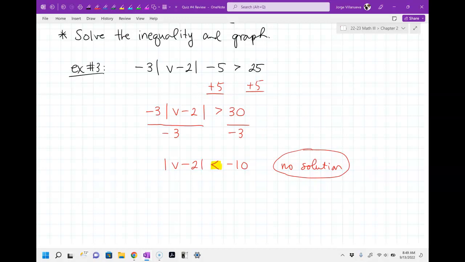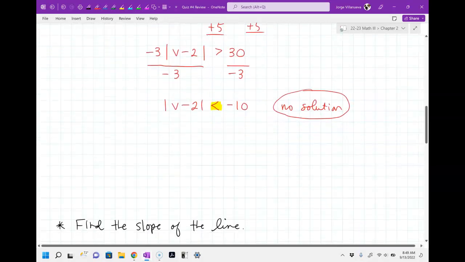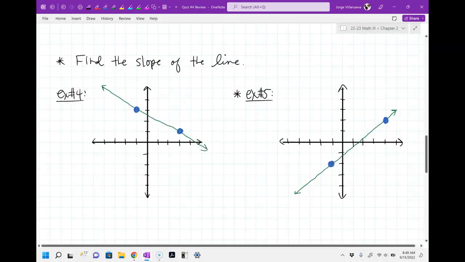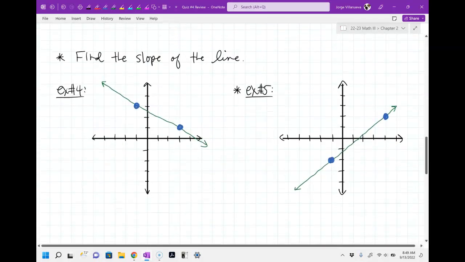Questions on this one? So notice we added 5, no switching of signs. We divided by -3, we did switch signs, right? And then at that point, we found out that we couldn't do the problem.